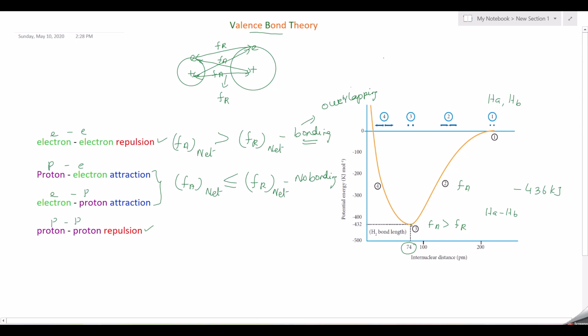So the energy of the molecule will be less because the energy is released. Since the energy is released, the molecule will become highly stable at this point.